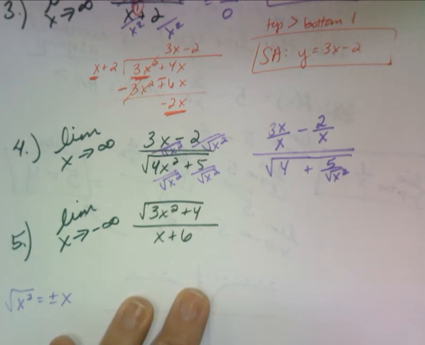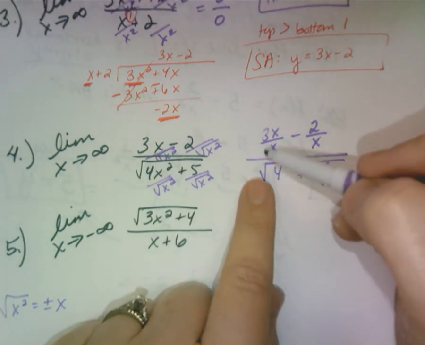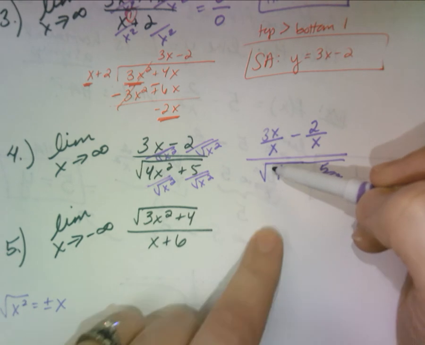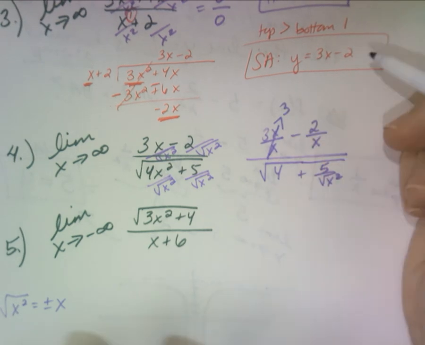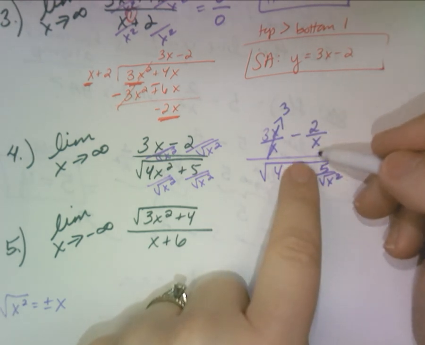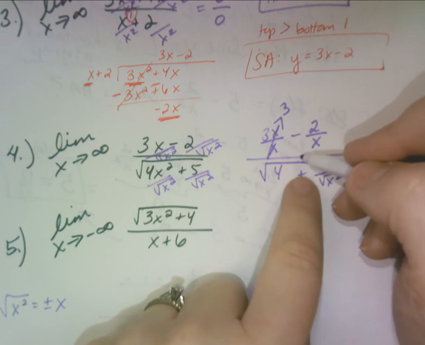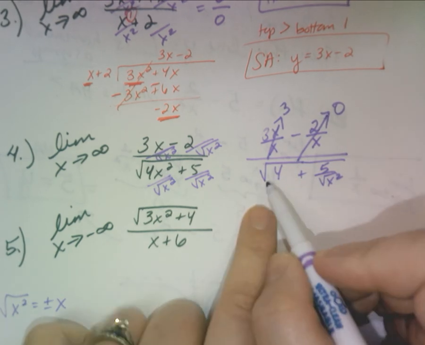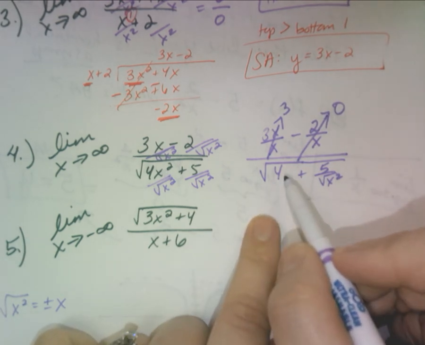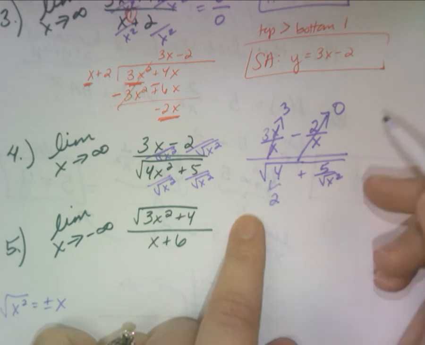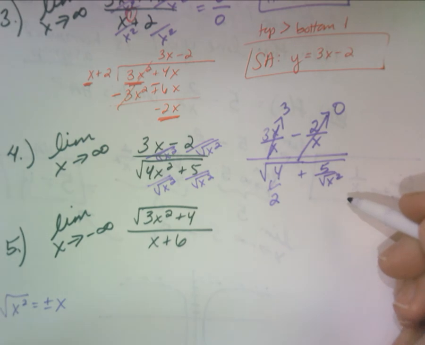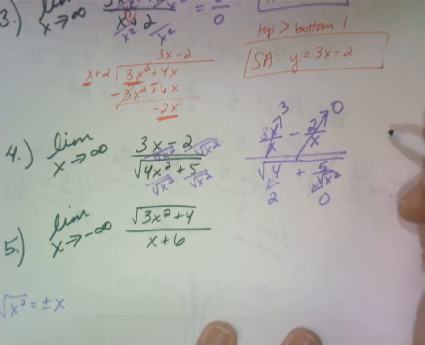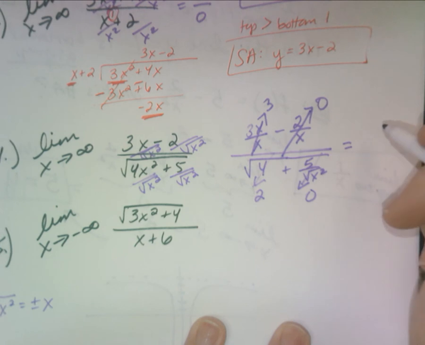But here's why I'm doing this. So this on top, we'll go back up here, 3x over x goes to what? What's that limit go to? 3, right? x over x cancels. What's this limit going to go to? It has an x on the bottom. What's the limit of the square root of 4? 2. What's the limit of 5 over the square root of x squared? It doesn't matter, because it still has an x in the bottom. 0. So what is my limit for this one? What's that horizontal asymptote? 3/2.